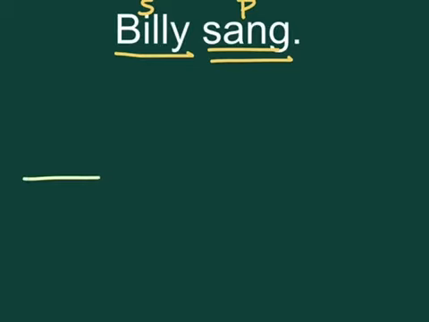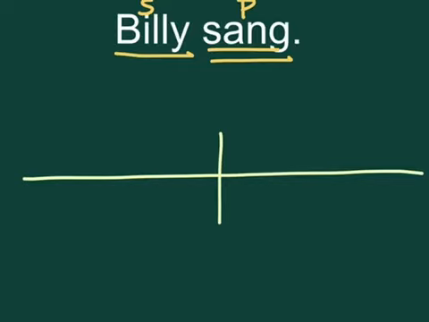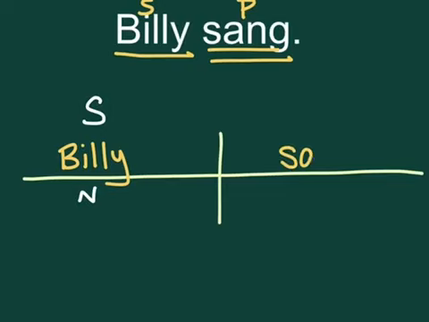So remember, we start with a horizontal line and we divide it in half with a vertical line, just like that. The subject goes on the left. So I'm going to put Billy right here. I'm going to be sure to put S for subject above him. And the part of speech that Billy is, he is a noun. So I put N for noun below Billy. On the right-hand side, we're going to put the predicate, which is sang. We're going to label it P for predicate. And below, we're going to put V for verb.